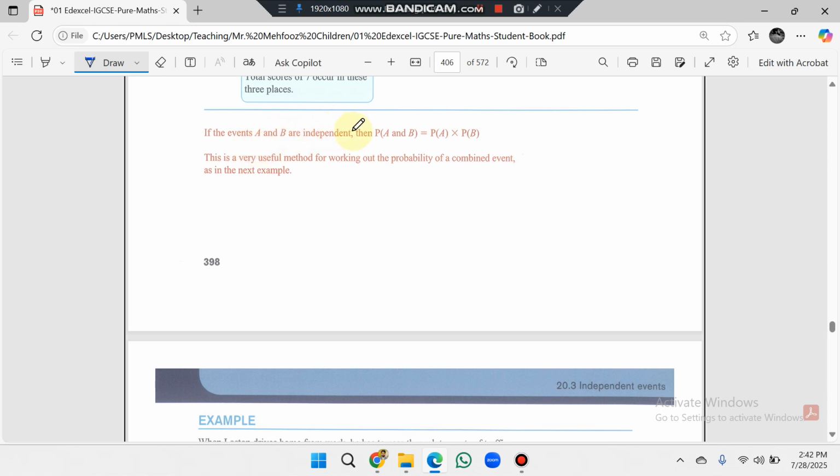If events A and B are independent, then we have the formula that probability of A and B equals probability of A times probability of B. In the previous case, we studied mutually exclusive events. In mutually exclusive events, the probability of A or B equals probability of A plus probability of B. But in independent events, the probability of A and B equals probability of A multiplied by probability of B, right? This is a very useful method for working out the probability of combined events, as in the next example.